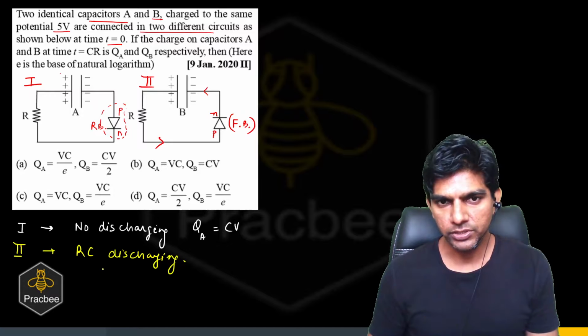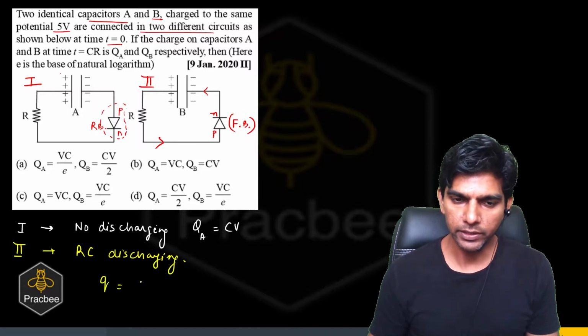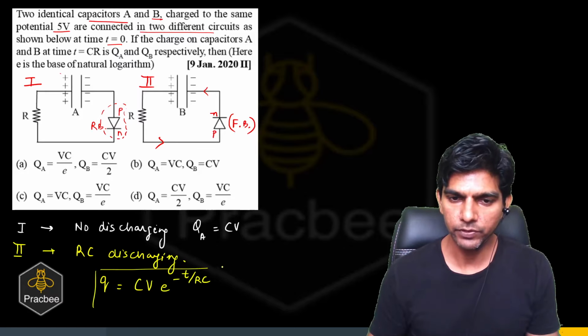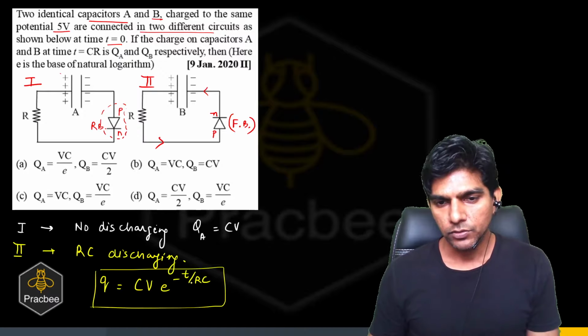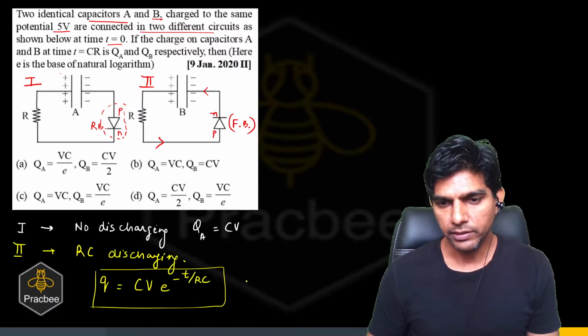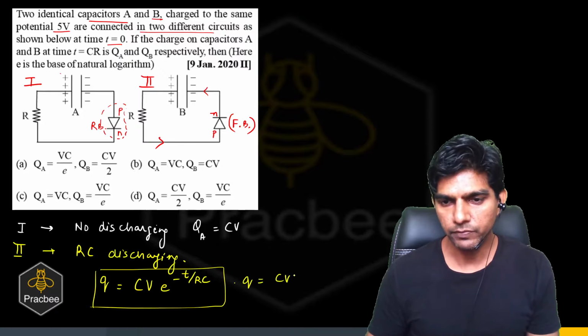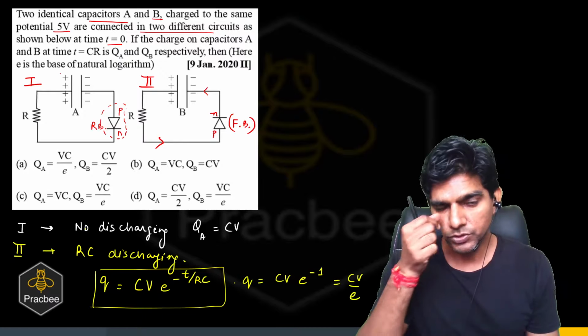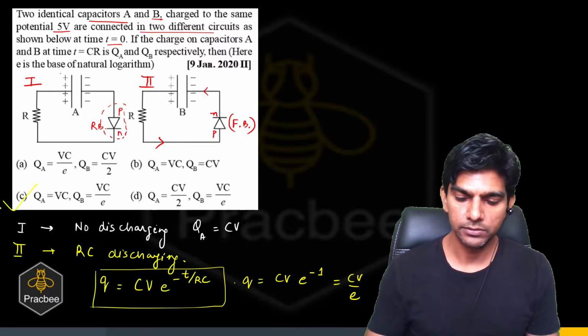In RC discharging, the charge on the capacitor will be the initial charge times e raised to power minus t by RC, right? So that is the formula that we use for discharging. So at t equals CR, we can clearly see that the Q value will be CV e raised to power minus 1, which will be CV by e. So can you see which option is correct? Option C is the right answer.